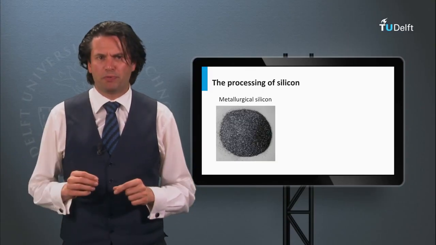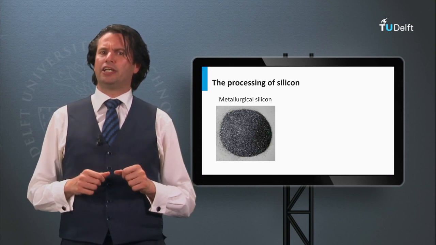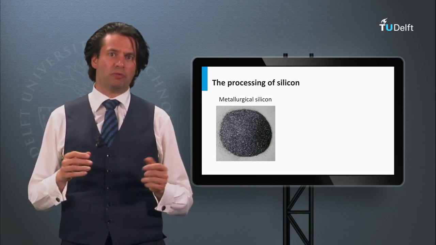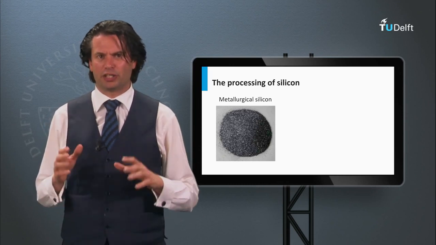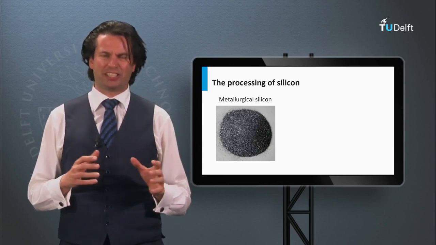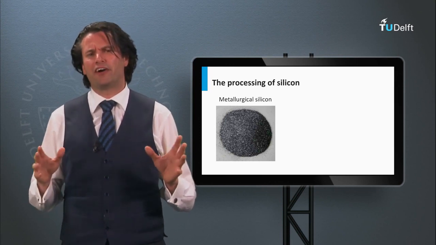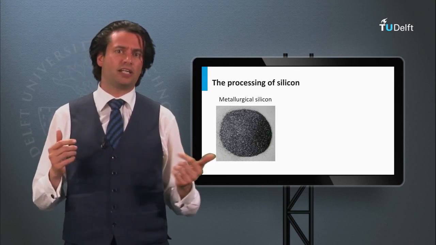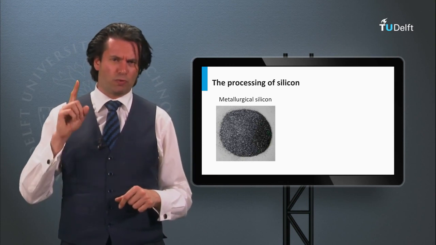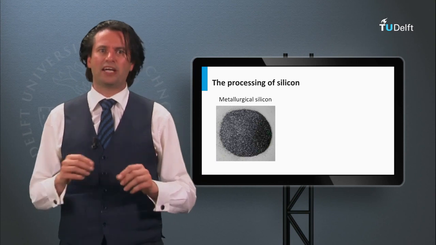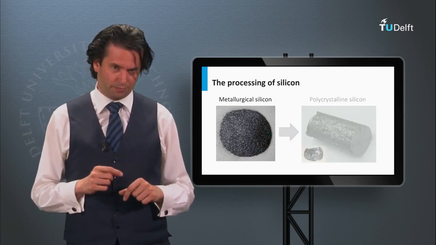70% of the worldwide produced metallurgical silicon is used in the aluminum casting industry to make aluminum silicon alloy parts which are used in automotive engine blocks. The other 30% is being used to make a variety of chemical products like silicones. Only around 1% of the metallurgical silicon is used to make electronic grade silicon.